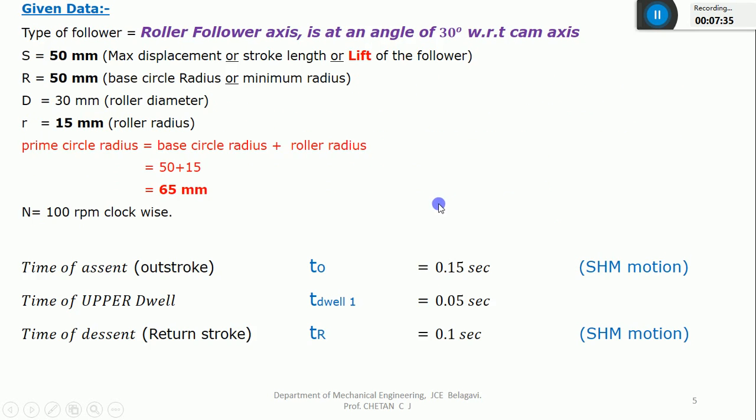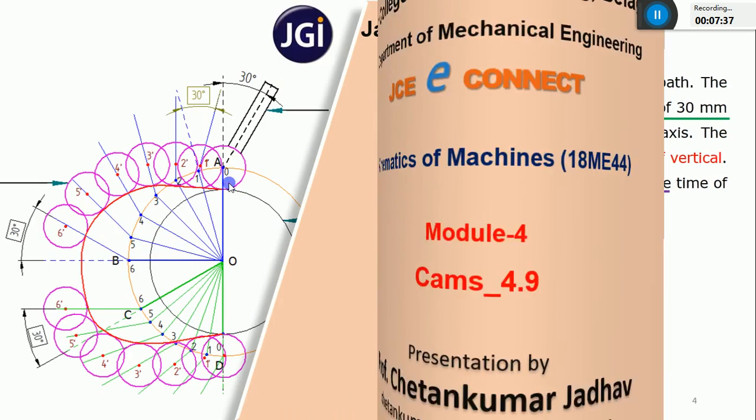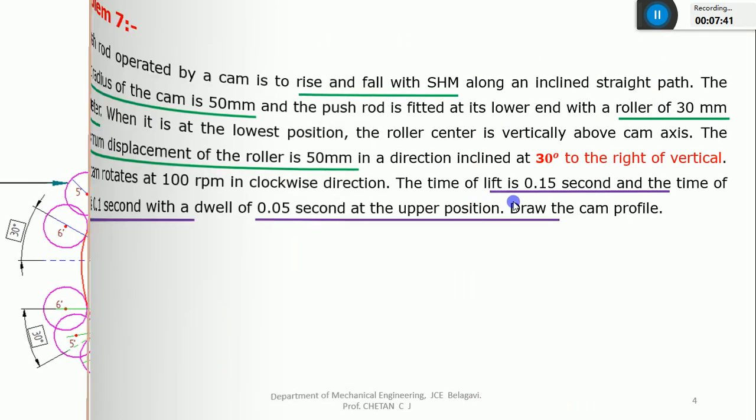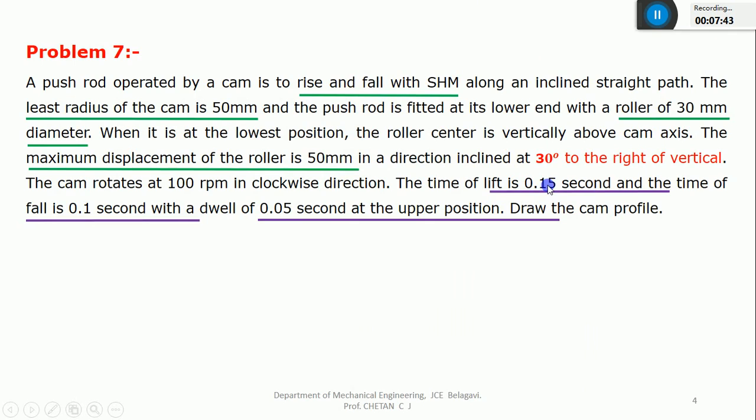It means the time that is taken by the follower to lift from this position to this position is given as 0.15 second. Instead of giving the angle, they have mentioned the time taken by the follower to rise completely. That is 0.15 second. So this is also very important from exam point of view. Please note this. And the time of fall is 0.1 second.